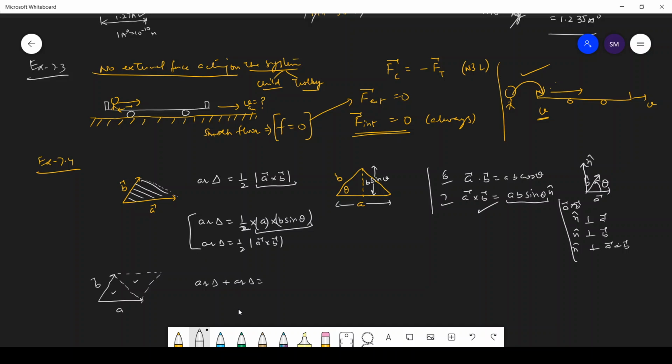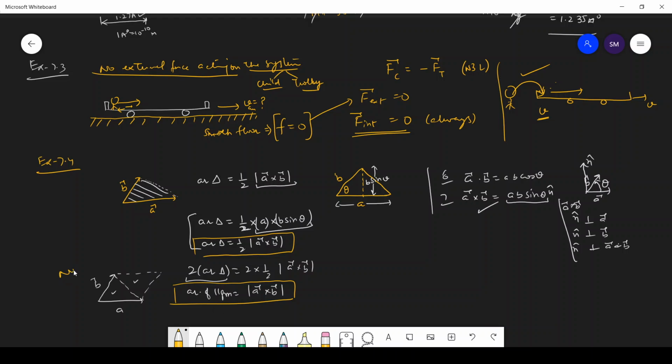Multiplying 2 with both the sides, what do you get? Twice the area of the triangle is 2 into half into A cross B. So here I get the area of the parallelogram. The area of the parallelogram is nothing but the magnitude of the cross product. That's the concept here. Area of parallelogram, and the area of the triangle is, of course, half of that.